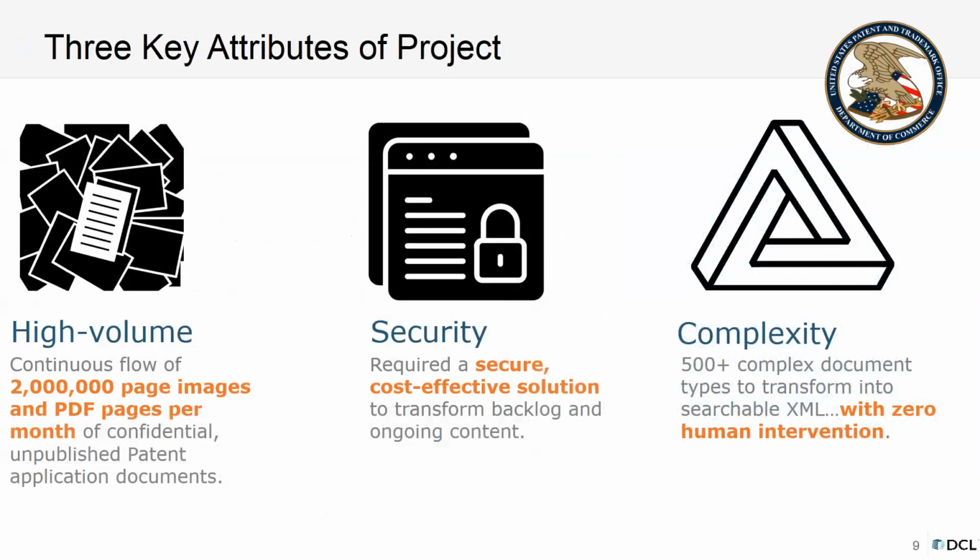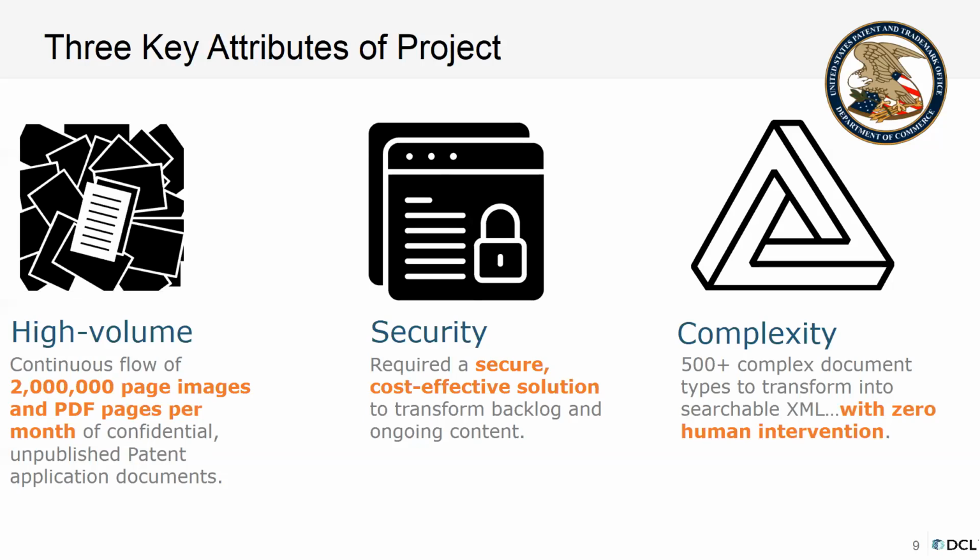You need to think in terms of the volume that's going in. The patent office gets in 5 million pages of correspondence and filings every month. We are currently processing a little over 2 million of those pages through our automated process. Security is a very key issue over here, as it is in many of your applications.